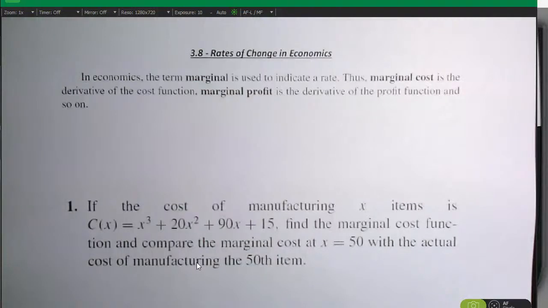In general, cost does go up the more you manufacture, which is why at a certain point people stop selling things or stop making them. And you'll hear about layoffs and stuff like that. You can't just keep producing over and over again, because eventually they're not getting bought or the costs get too much for production. So the first kind of problem we're going to do is looking at marginal cost, and then trying to compare it to what it actually costs to make the 50th item.